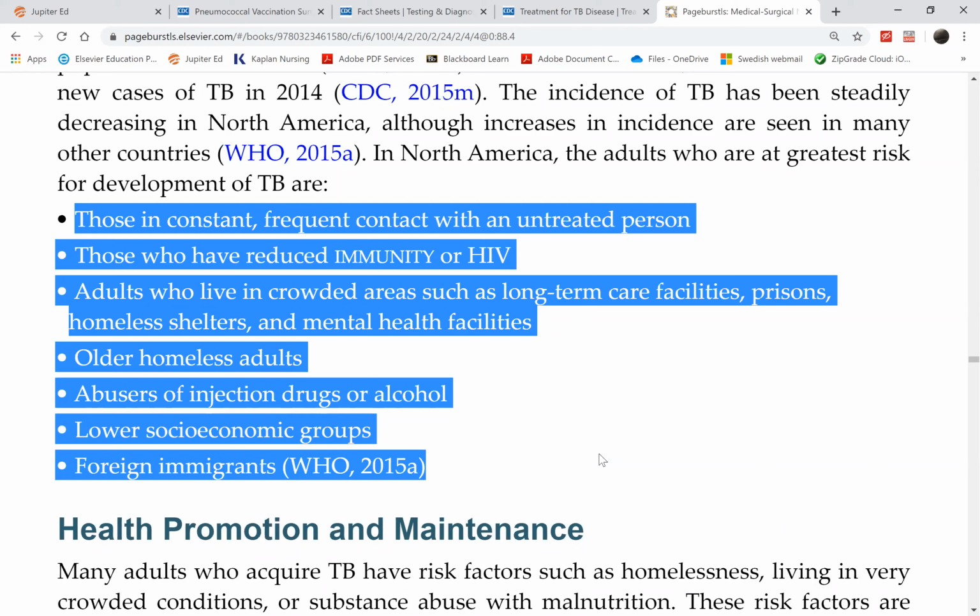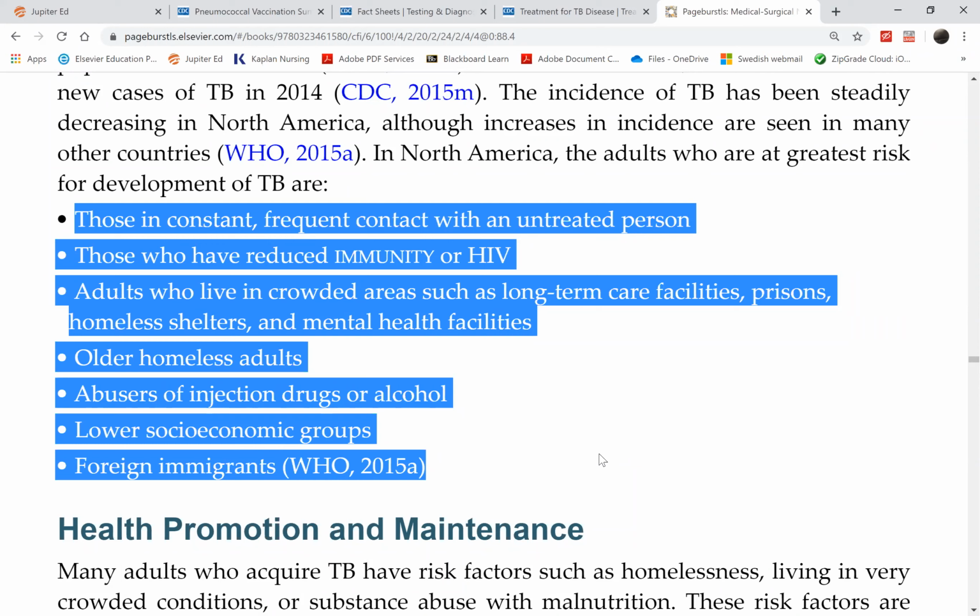All right. Most of these are self-explanatory. You can contract TB easily if you have these risk factors. For homeless adults, we specify only older, because being homeless doesn't necessarily automatically put you at risk. But if you're an older homeless person, then that increases your risk.